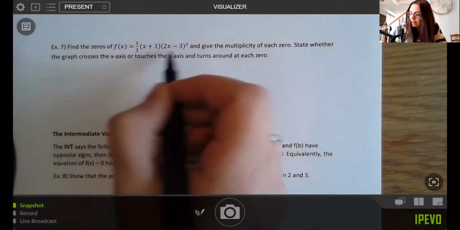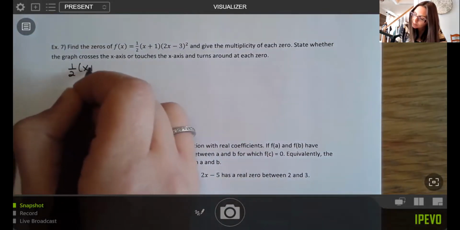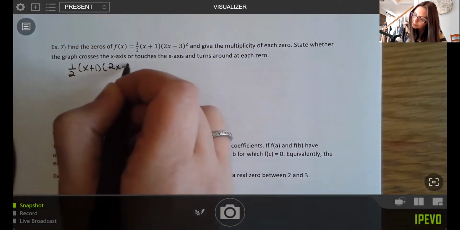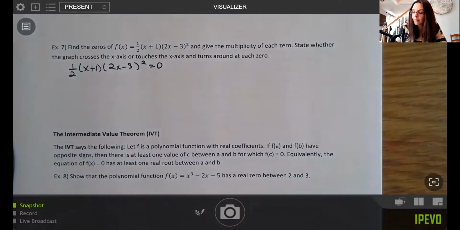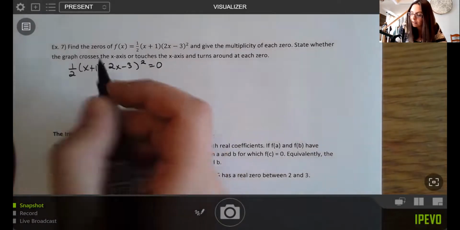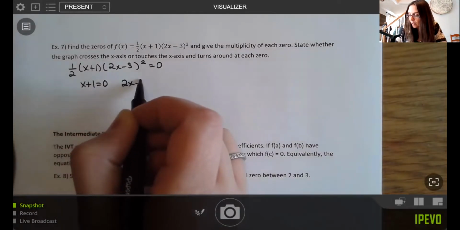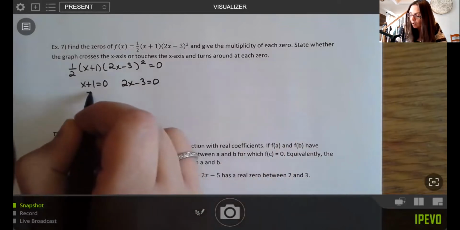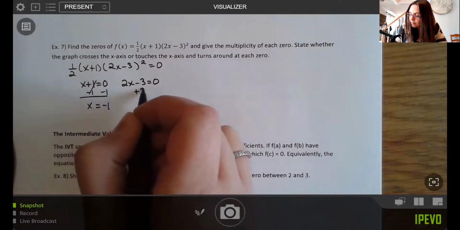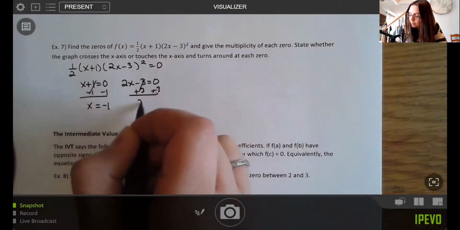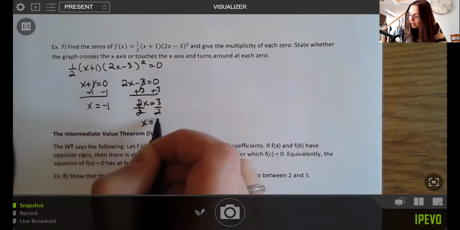So for your zeros here, remember that when we're solving to find zeros, we're setting each factor equal to 0, right? I don't need to do the 1/2, it's not going to affect anything, but I would set x plus 1 equal to 0 and 2x minus 3 equals 0. And when I solve, I have my first 0 is -1. And then my other 0 is 3/2.